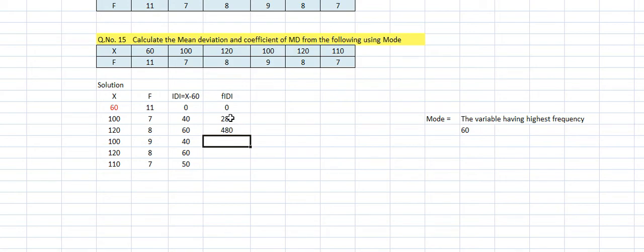Then 9 into 40 is 280. Not 280, 360 I think. Right? Next 8 into 60, 48, that is 480. 7 into 50, 350. Right? Next, I think it is clear to each one of you. 9 into 40 is 360, and 480 and 480.